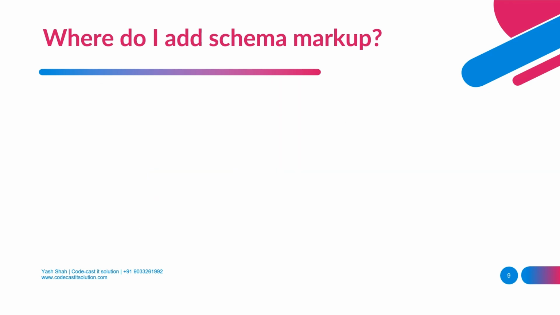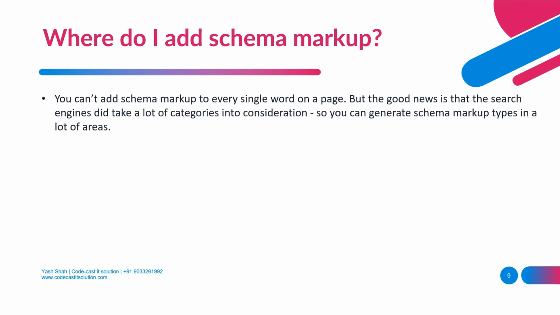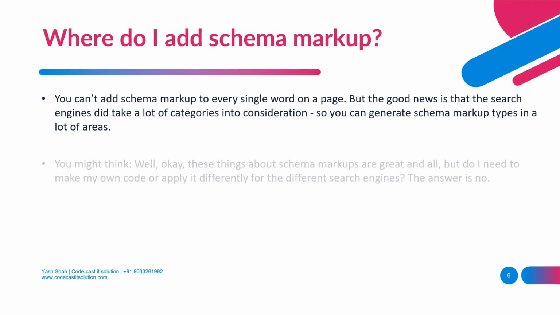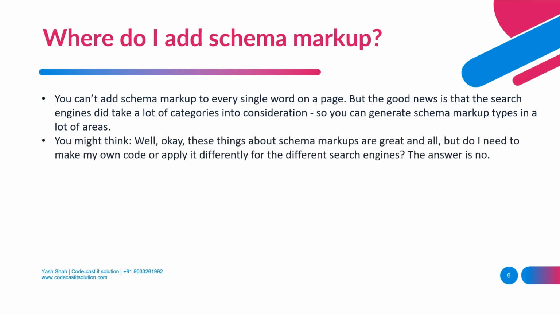You can't add schema markup to every single word on a page. But the good news is that the search engines did take a lot of categories into consideration, so you can generate schema markup types in a lot of areas. You might think, well, okay, these things about schema markups are great and all, but do I need to make my own code or apply it differently for the different search engines?